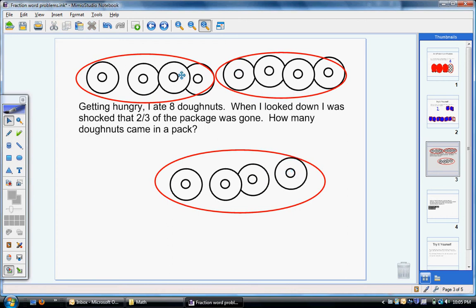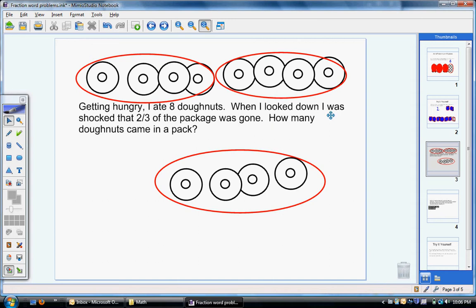So here are the 8 donuts that I ate. It's 2 out of the 3 groups. Now I have all of my donuts visualized. These are the ones that I ate. These are the ones that are left. I ate 8. It's 2 out of the 3 groups.